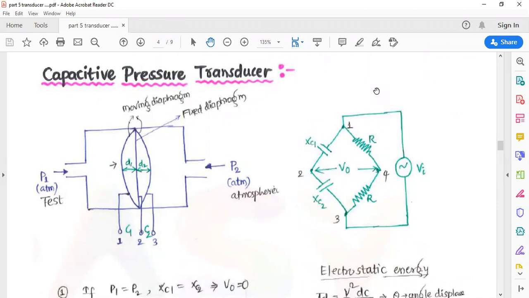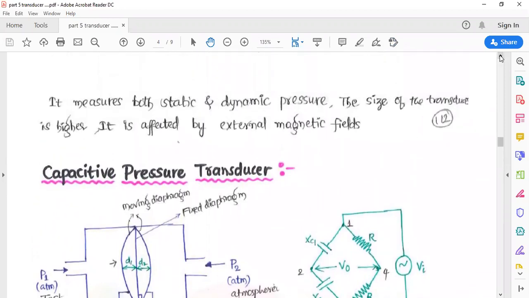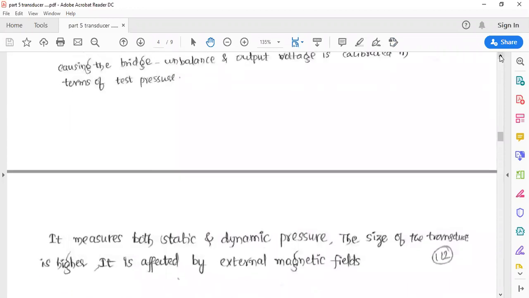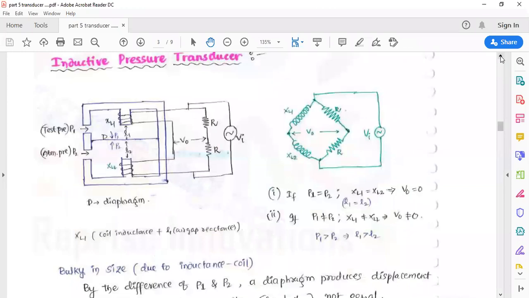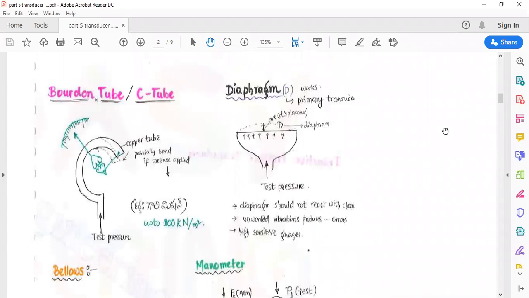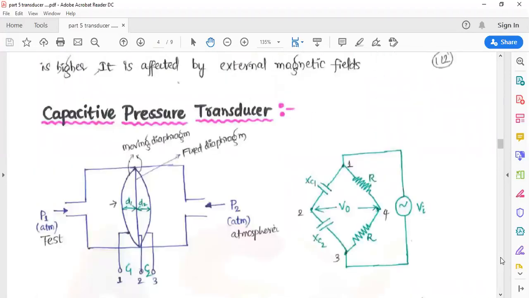Hello students, in the previous lecture we discussed inductive transducers and some mechanical gauges to measure pressure which is greater than atmospheric pressure. We discussed mechanical gauges like Bourdon tube, diaphragm, bellows, manometer, and an electrical transducer, the inductive transducer. Now we will discuss the capacitive transducer.